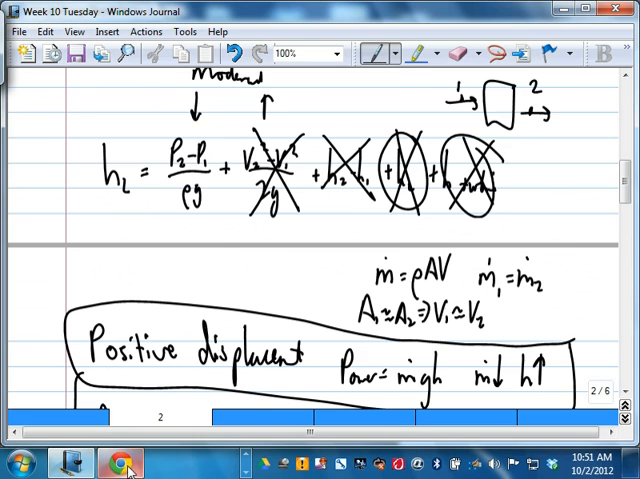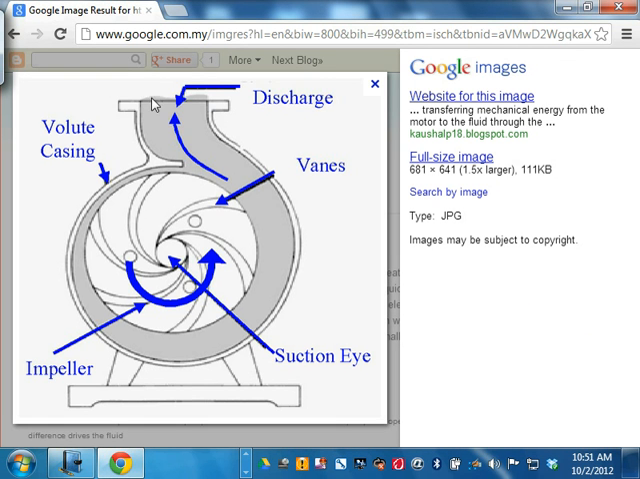So I repeat again, as some are still a bit puzzled. I close off the flow. The fluid is just spinning around, not flowing at all. It will generate a big difference in pressure because of the centrifugal force, between here, the inlet, and here, the outlet. And therefore, you get a high head. That's the maximum head.